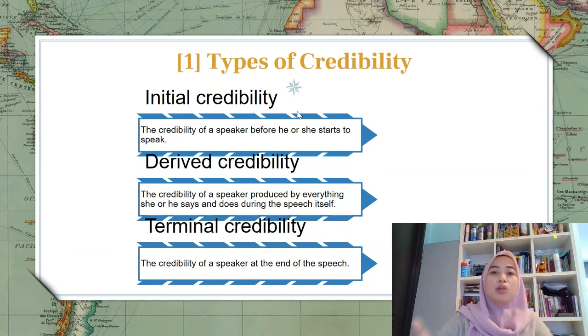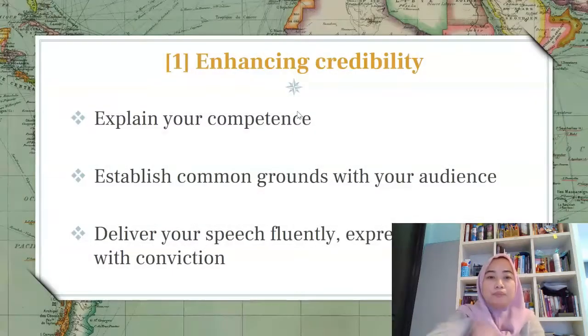We have initial, we have derived in the middle, and lastly we have terminal, which is towards the end of the speech itself. Okay, so when you want to enhance your credibility, you have to be able to explain your competence. So if you have a PhD in the topic and you feel that this is your expert area and you want to talk about it, that is when you are establishing your credibility.